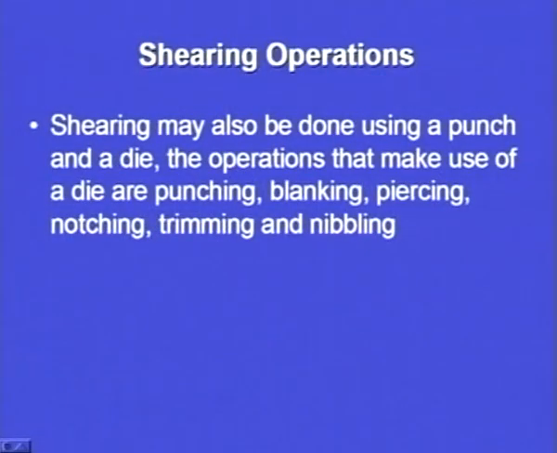Now shearing may also be done using a die punch type of arrangement that makes use of dies. What are those operations that make use of die punch type of arrangement? These operations are punching, then blanking, piercing, notching, trimming, and nibbling. So there are certain operations that can be done using die punch type of arrangement, and these operations fall under the broad category of shearing operations. We will try to address the basic mechanism or the basic technique of these shearing operations.